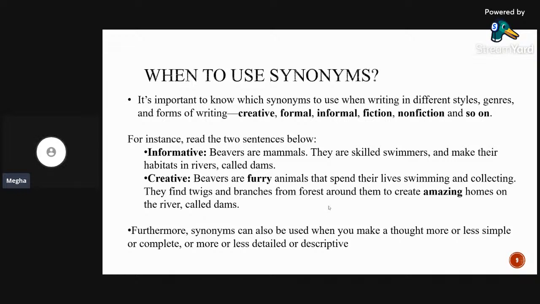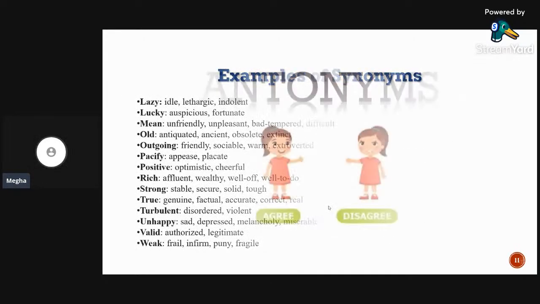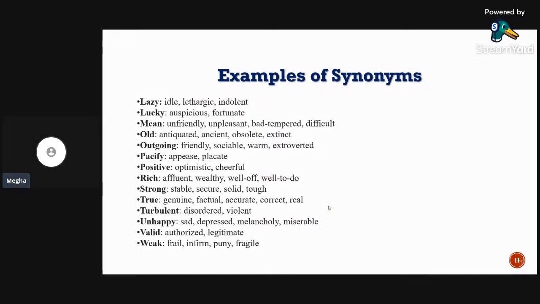So furthermore, synonyms can also be used when you make a thought more or less simple or complete, or more or less detailed or descriptive. As I said, it completely depends on you. Okay, so that is about synonyms. Let's just see some examples of synonyms and start with the antonyms.